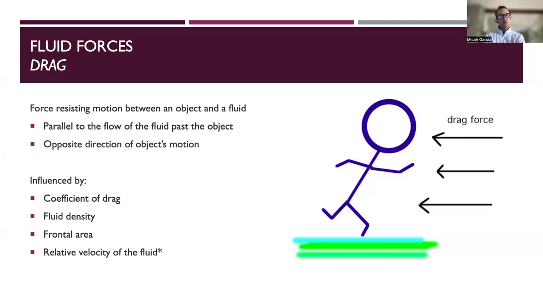The fluid density, so think about if you're swimming through water versus swimming through gel. Gel is going to have a greater density, and so it's going to be harder, there's going to be more drag force to try to move through that. Frontal area, the larger that front area, the more drag force there will be. And then the relative velocity of the fluid. Think about this: if you're running in the same direction as the wind, your relative velocity is lower. If you're running into the wind, your relative velocity is larger because now you're going at 5 miles per hour and the wind's coming at you at 2 miles per hour. So that's really a relative velocity of 7 miles per hour.